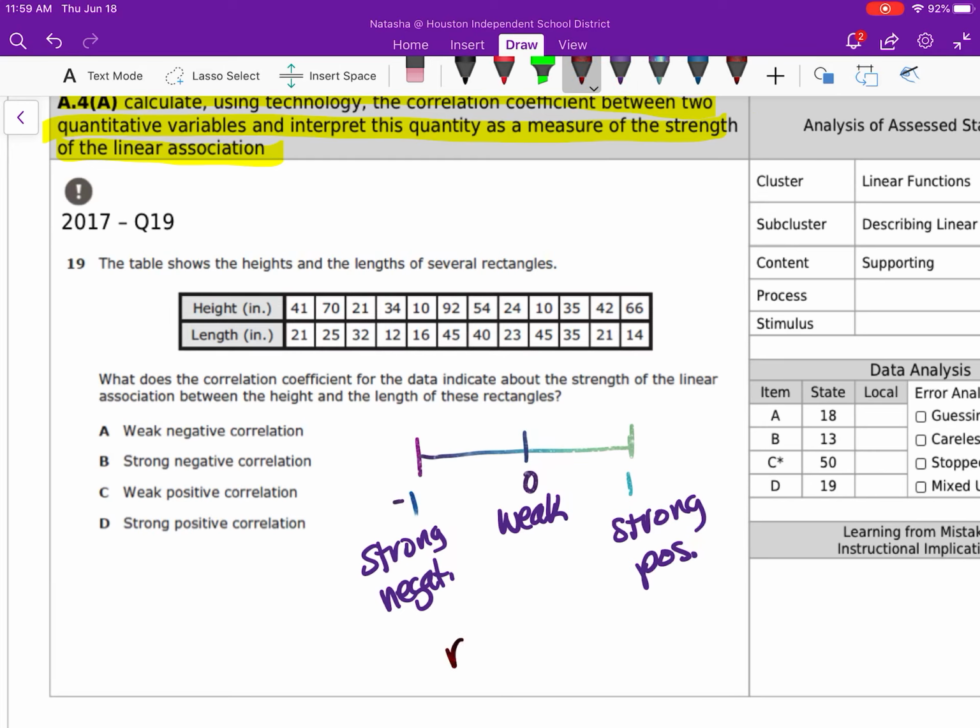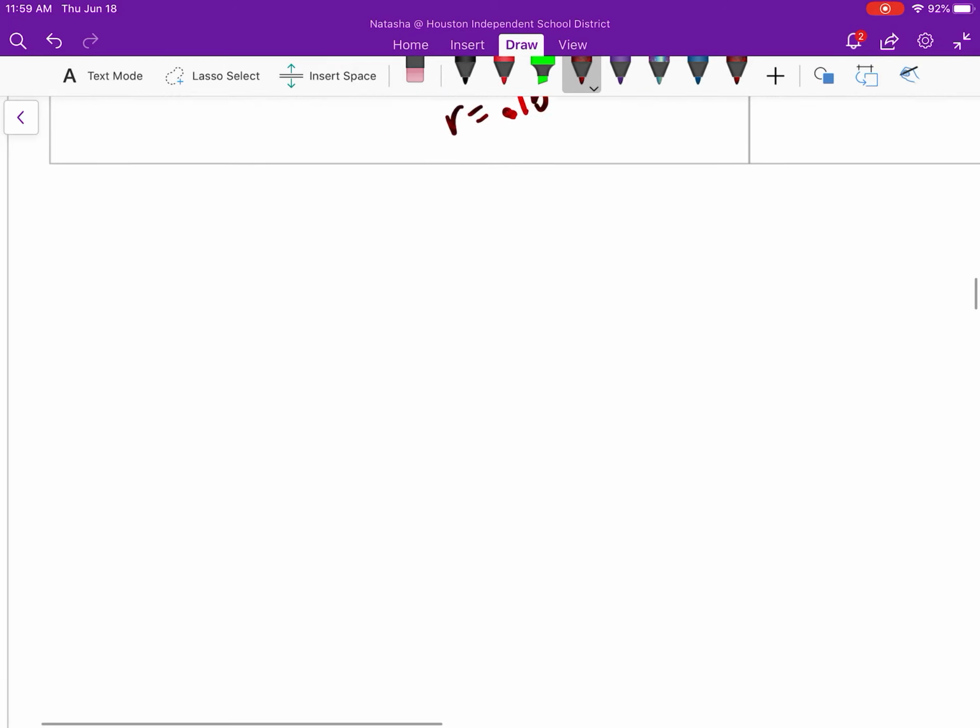So R is equal to 0.15. Now, here's 1/2 or 0.5, so 0.15 is going to be kind of in here. That's going to give me a weak positive correlation because it's closer to 0 than it is to 1. If it was closer to 1, then it would be a strong positive correlation. But because it's closer to 0, it's going to give me a weak positive correlation.